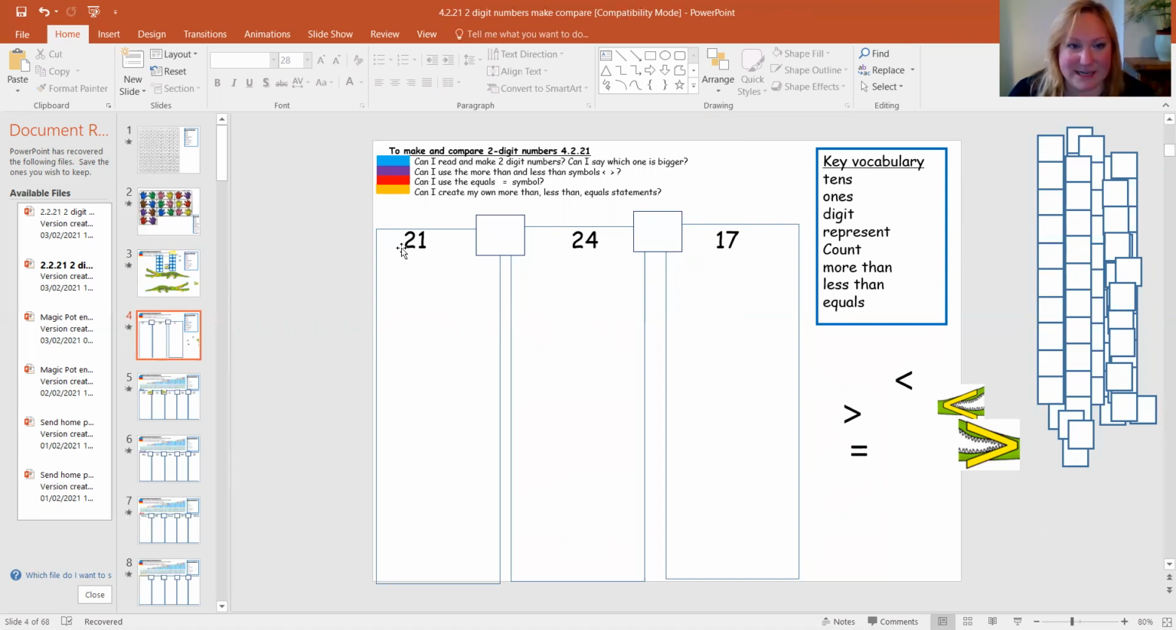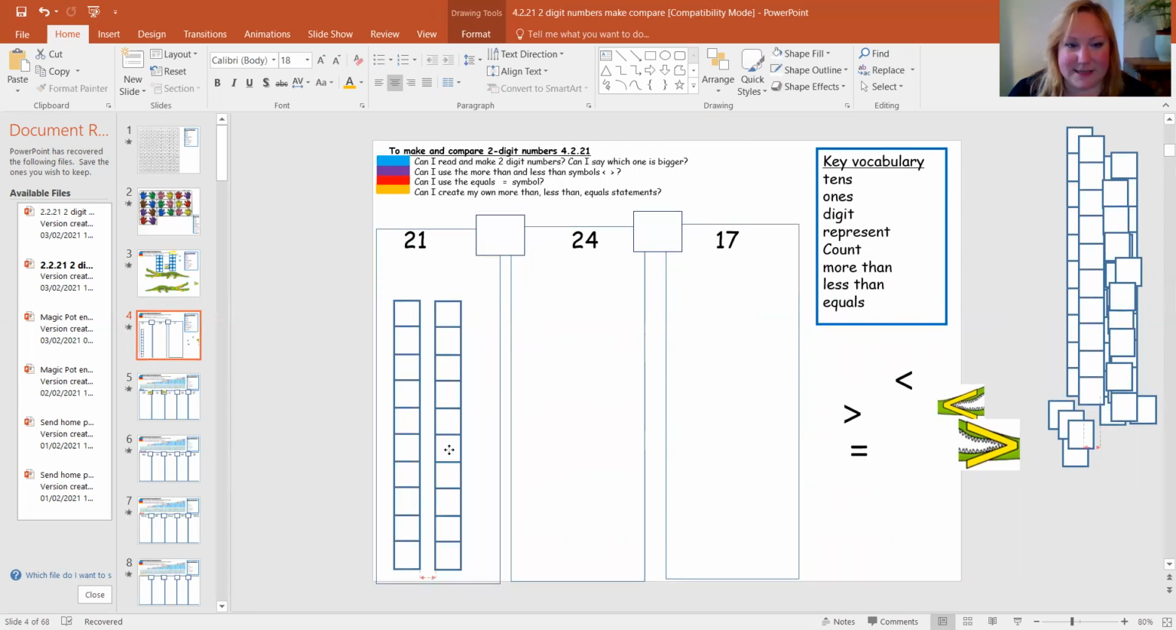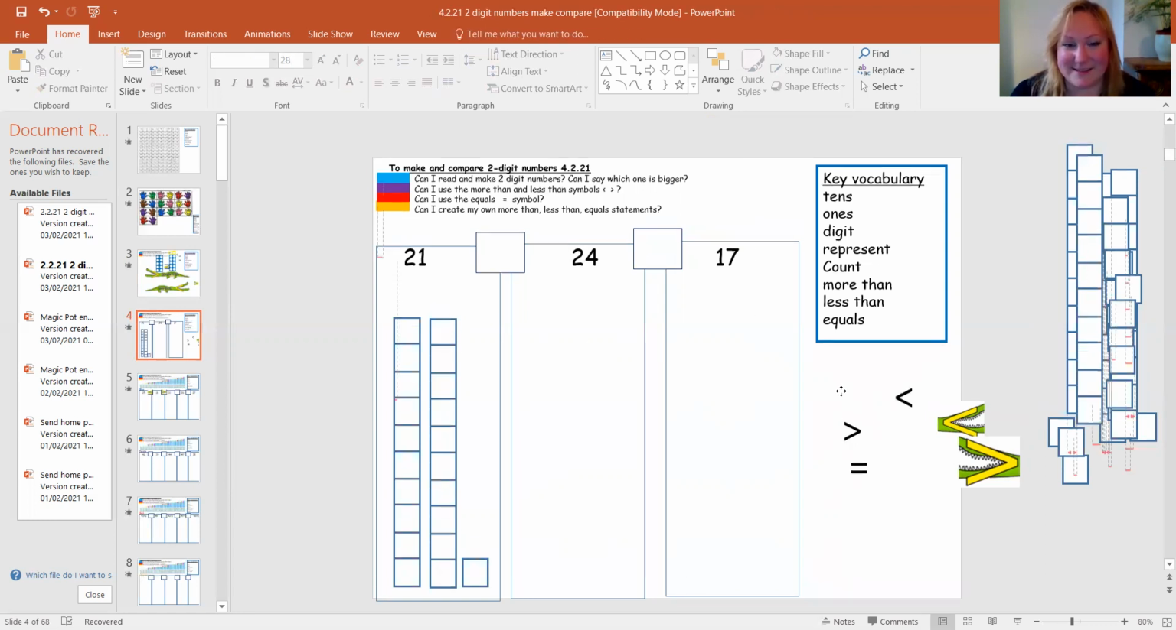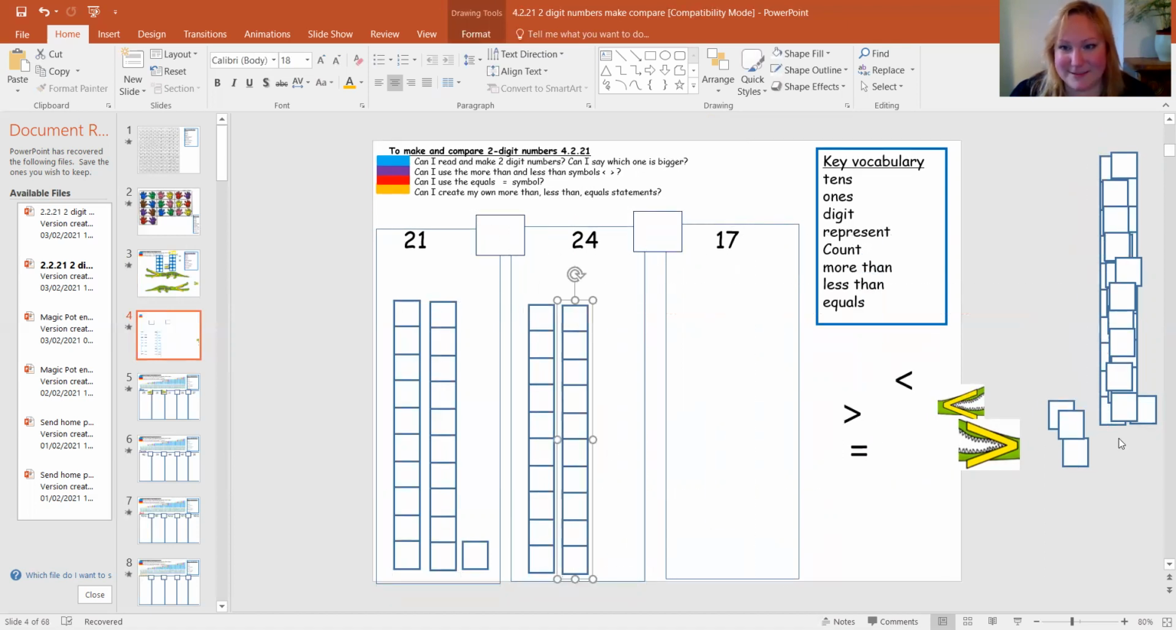So 21, how many tens has that got? Two. One, two. We know how to do this now, don't we? How many ones is there? One. Let's make the next number. 24. If you're not sure how to read that yet, that's partly why we're learning how to make them. How many tens? Two tens. How many ones? Four.